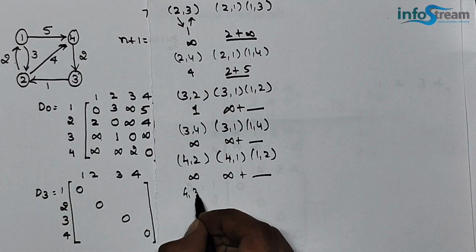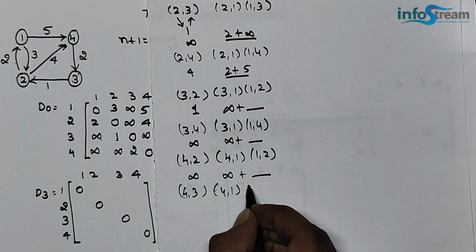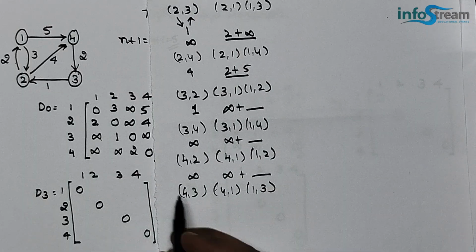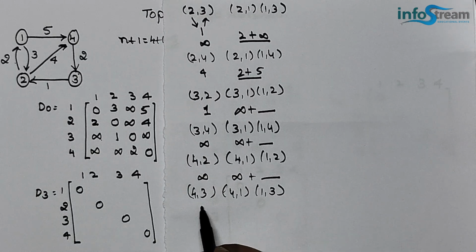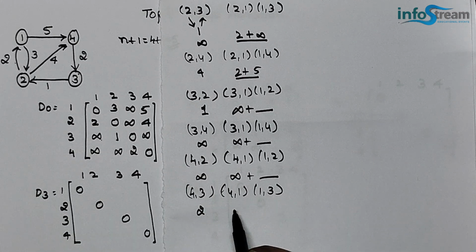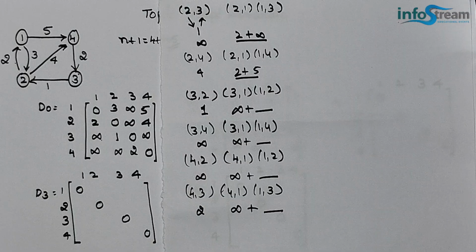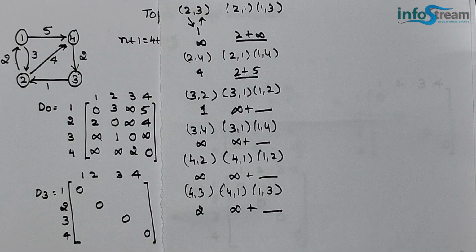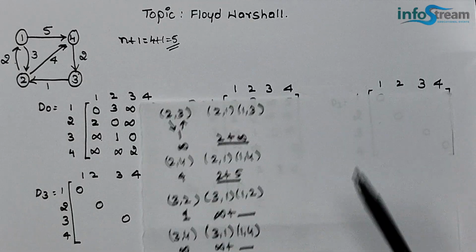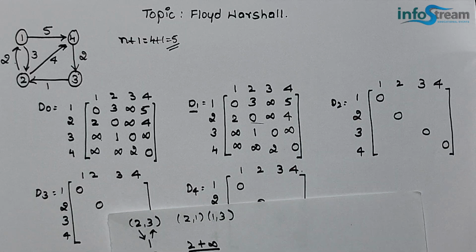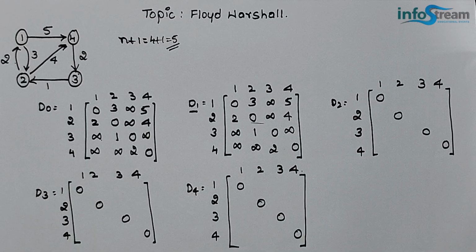Next I must find the value of 4 comma 3. So 4 comma 3 means from 4 I will come to 1, from 1 I will go to 3. So 4 comma 3 value in the previous matrix is 2. 4 comma 1 value is infinity. If you add anything to infinity, it will be infinity itself. The smaller value is 2. So I will be writing 2 here. Now the second matrix is done.